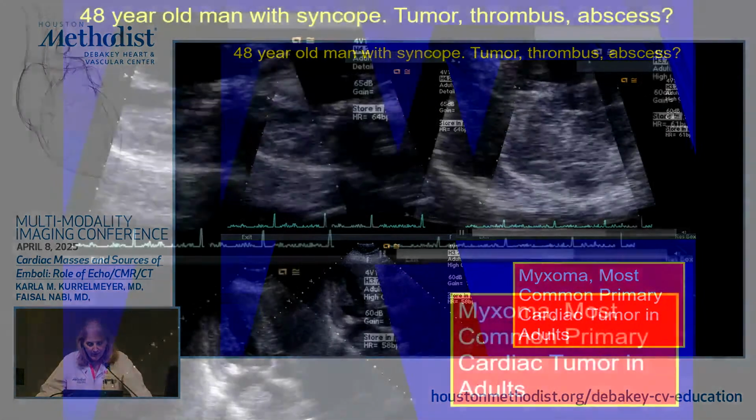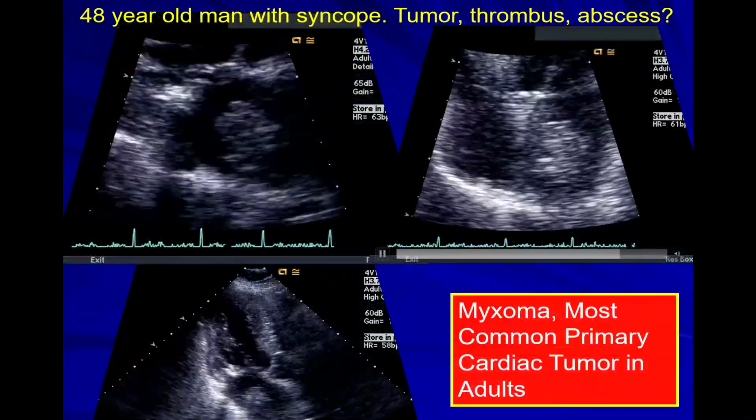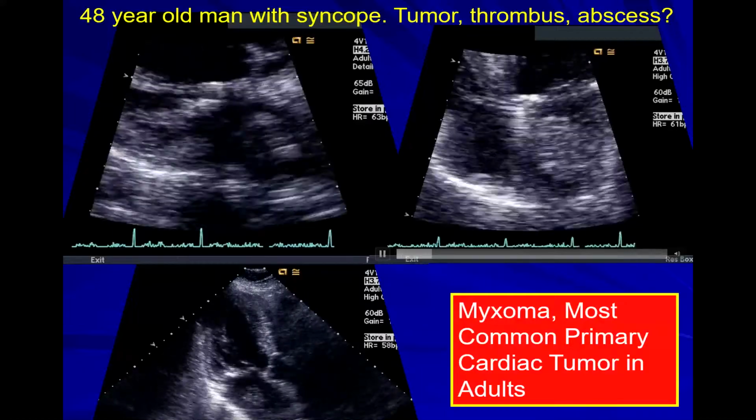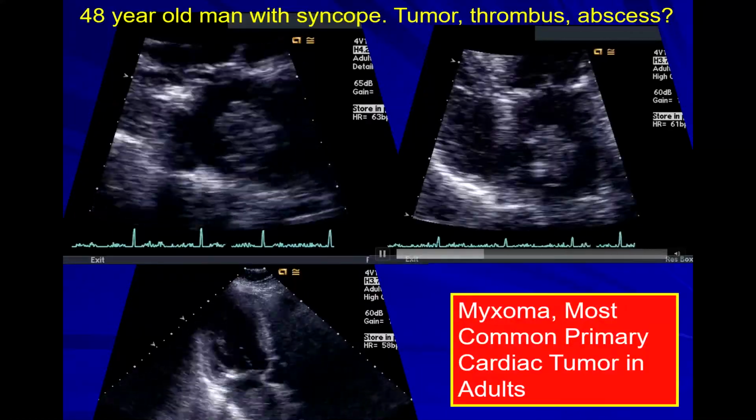So this is a 48-year-old man. He came in with syncope. The syncope happened while he was running. And you can see that he's got a large homogeneous mass in his left atrium.